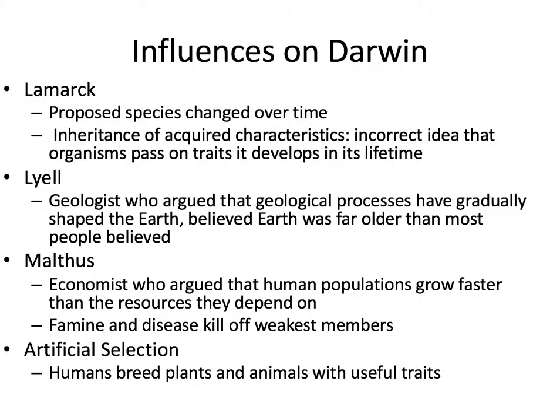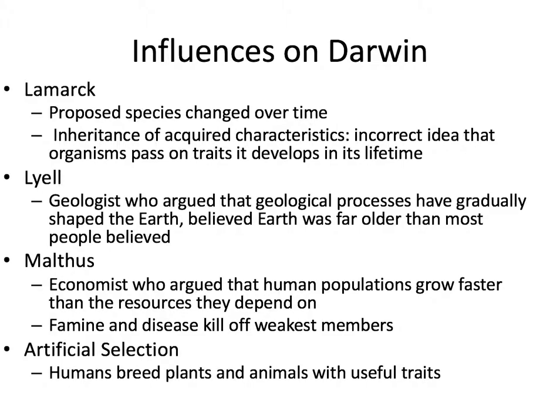The second person is Lyell. He was a geologist. And he studied geological processes that shape the Earth, and he believed through his research that the Earth was way older than most people believed. He said there's no way that the Earth could only be 6,000 years old, and Charles Darwin was aware of his work. The third is Malthus.